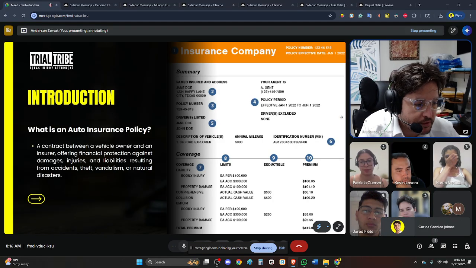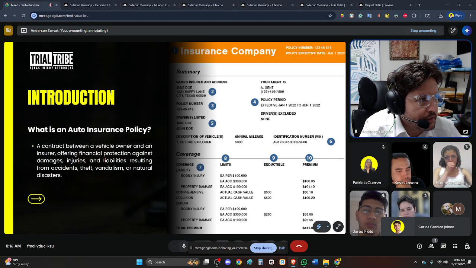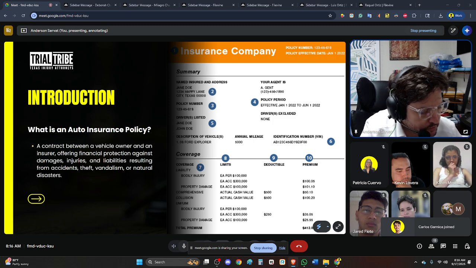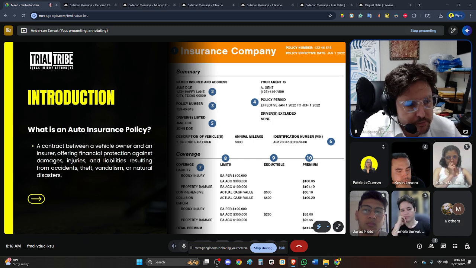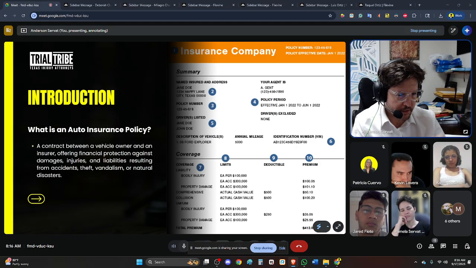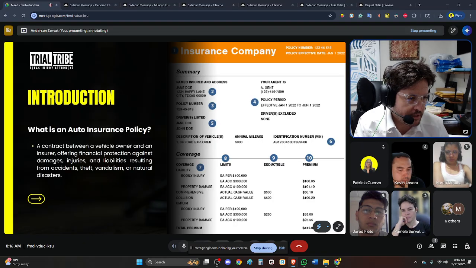When we receive an auto collision situation, we need to know first the information about the policy, and this example that I got on the website has some numbers that describe the information on this policy.